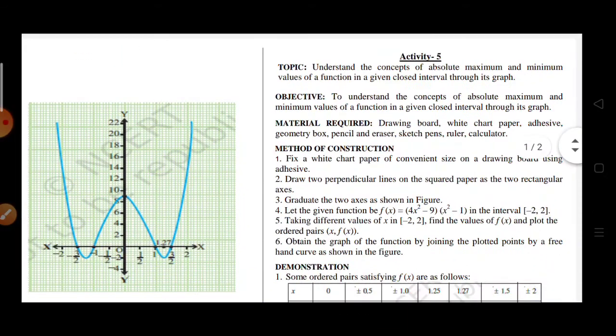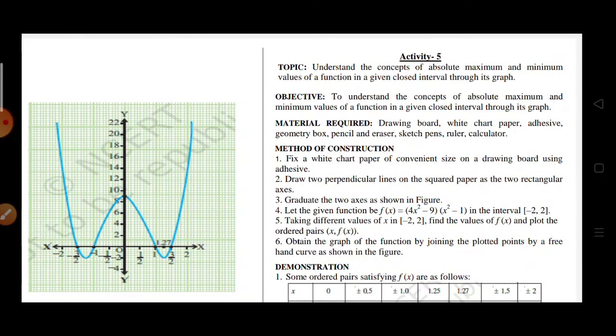Now, method of construction. Number 1: fix a white chart paper of convenient size on a drawing board using adhesive. Here we use the millimeter graph paper. Number 2: draw two perpendicular lines on the squared paper as the two rectangular axes. Number 3: graduate the two axes as shown in the figure. Number 4: here we have taken the function f(x) as (4x² − 9)(x² − 1) in the closed interval [−2, 2].